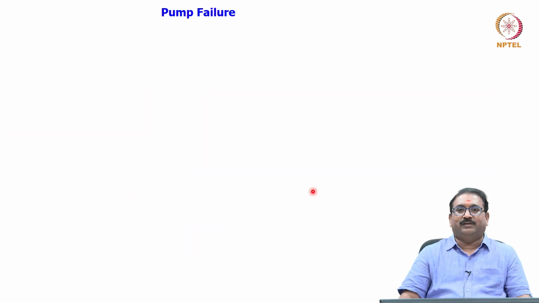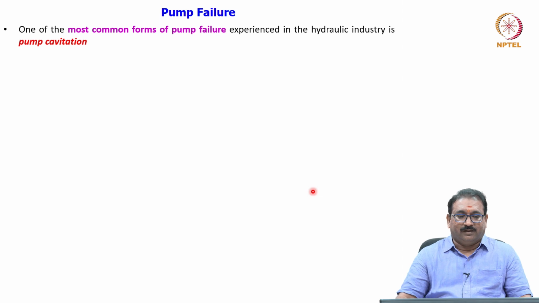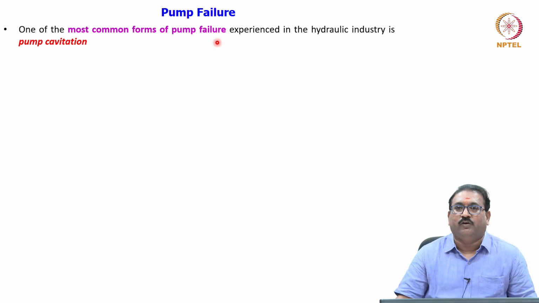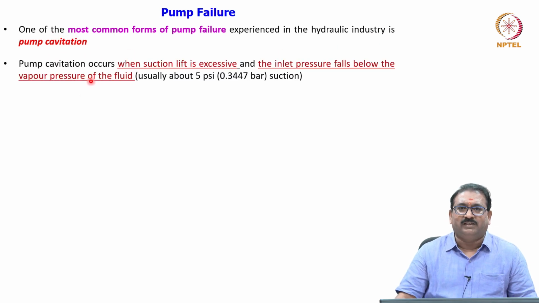After knowing the different types of piston pumps, very quickly we will see pump failures. Why do pump failures take place? What are the reasons? One of the most common forms of pump failure experienced in the hydraulic industry is pump cavitation. What is pump cavitation? Pump cavitation occurs when suction lift is excessive and the inlet pressure falls below the vapor pressure of the fluid, usually about 0.3447 bar at the suction.